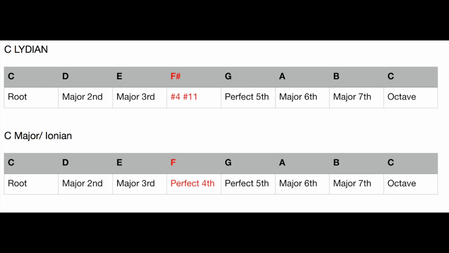And why sharp 11? Well, if you compare the Lydian scale to the major scale, you can see the difference, and the only difference is the fourth. So in a major scale you have a perfect fourth, and in a Lydian scale you have a sharp 4 or a sharp 11. The takeaway there is that fourth is the same as 11th, in the same way that 6 is the same as 13, and that 2 is the same as 9.